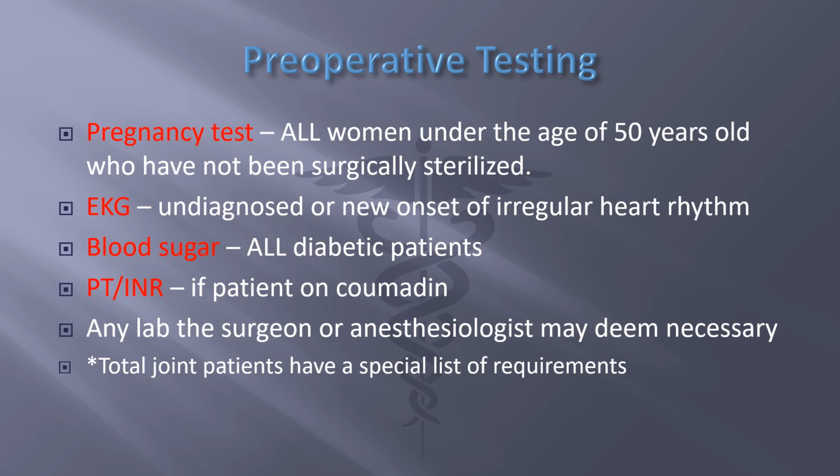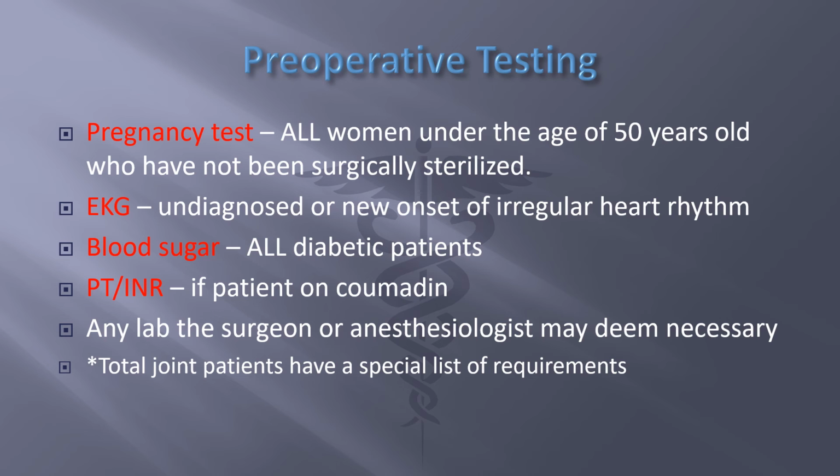Obviously, if a patient is on antiplatelet medication, if they're on Coumadin, we need to know their PT-INR. If they have just gotten a new diagnosis for irregular heart rhythm, we need an EKG. If they're in AFib, if they've had irregular beats, we need an EKG to see that. And there may be other things that the surgeon or the anesthesiologist want to see.